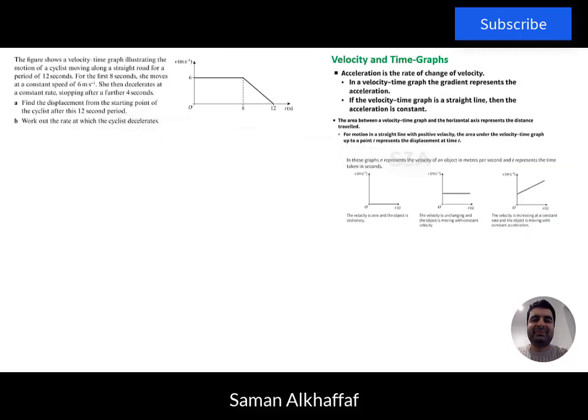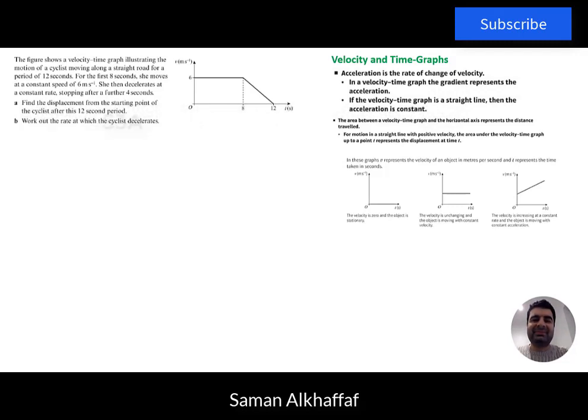In this example, the figure shows the velocity time graph illustrating the motion of a cyclist moving along a straight road for a period of 12 seconds. For the first 8 seconds, she moves at a constant speed of 6 meters per second. She then decelerates for a further 4 seconds.